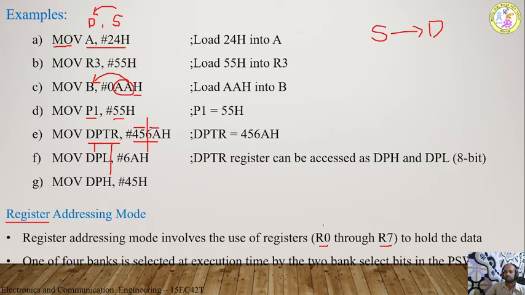We know that the general purpose registers from R0 to R7 are grouped in particular banks, from bank 0 to bank 3. Totally 4 banks are there, and each bank can contain 8 registers from R0 to R7. So one of the 4 banks is selected. Out of 4 banks, we need to select any one bank by using the third bit and the fourth bit of the PSW register. We know the PSW register, program status word.